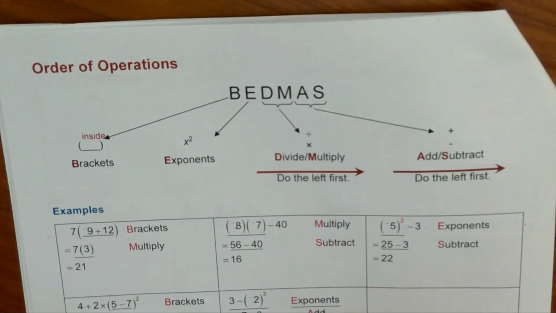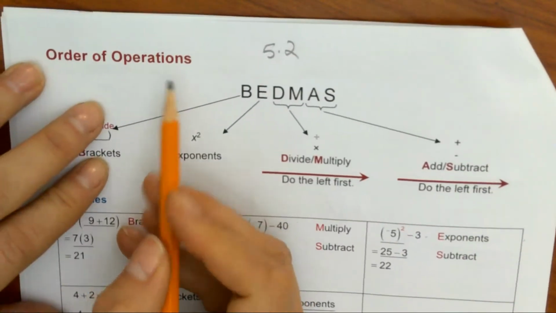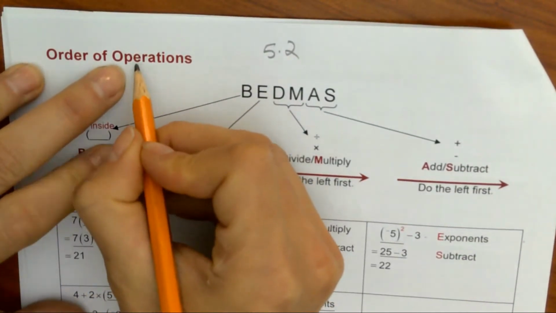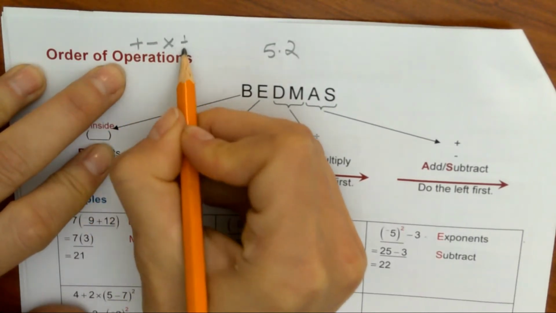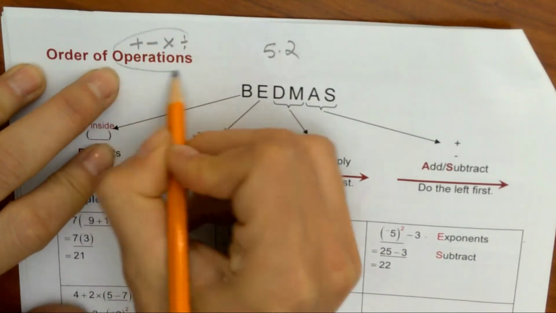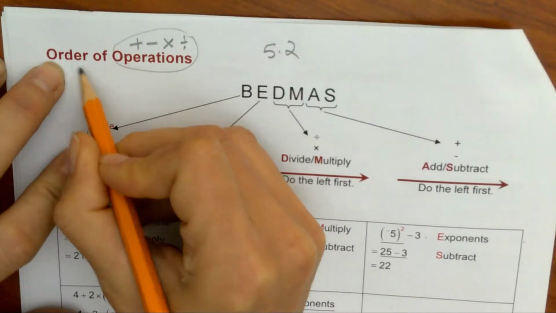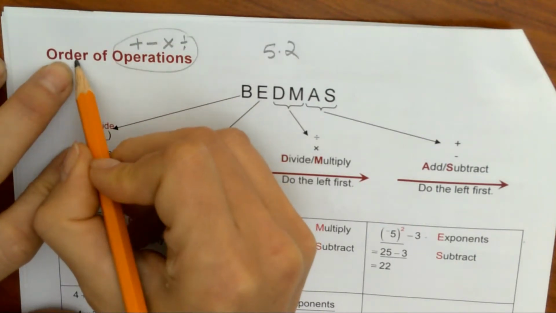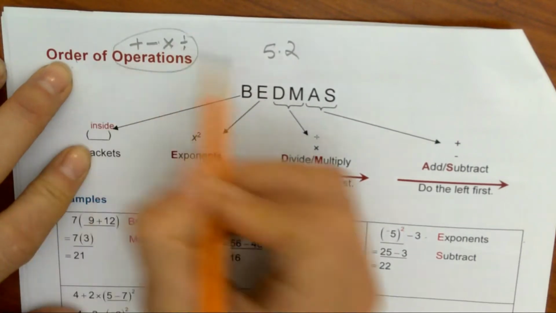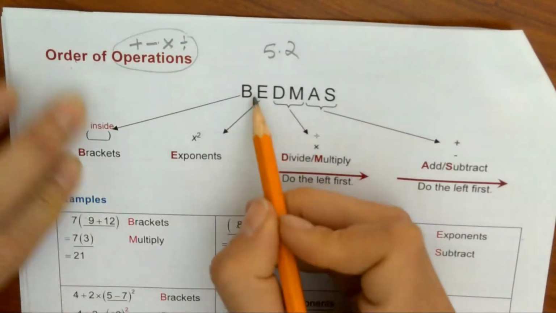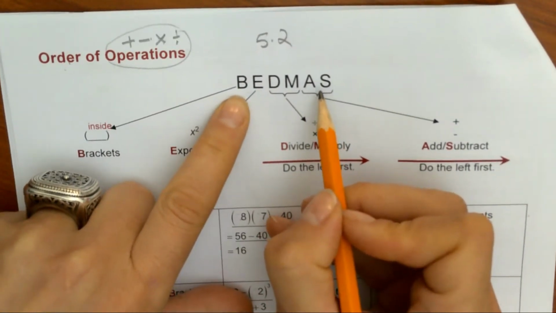Okay, so we're still doing 5.2, and we're doing order of operations. In math, the operations that we're using right now are add, subtract, multiply, and divide. These are operations in math, okay? And order just means first, second, third. So it's saying, in what order do we do these things? What goes first? What's second? What's third? Okay? Now, we use the word Bedmas to remind ourselves what order to do things in.